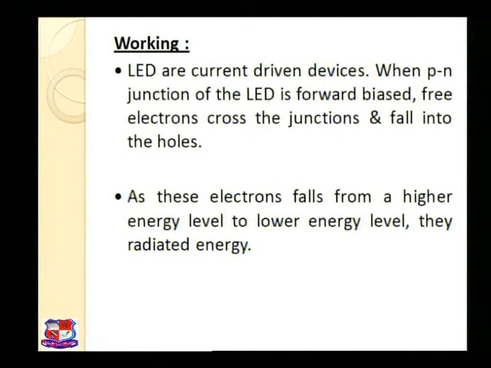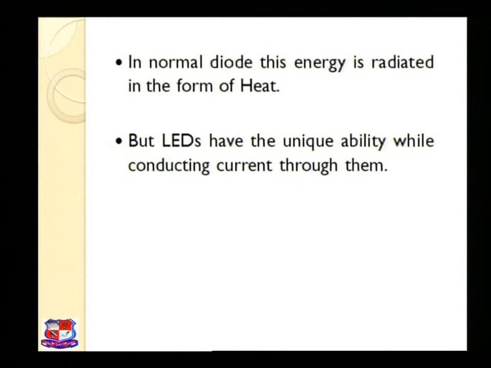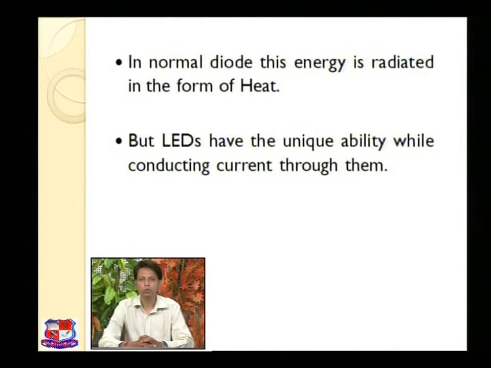When the PN junction of the LED is forward biased, free electrons cross the junction and fall into the holes. As these electrons fall from a higher energy level to a lower energy level, they radiate energy. This means energy is gained by the electron when you apply an electric field, and that electron goes to a higher energy level. When it falls back from the higher energy level to the lower energy level, it radiates energy. My dear friends, this radiated energy is in the form of light in a light emitting diode, whereas in a normal diode this energy is in the form of heat. Let us move towards the next slide. In a normal diode, this radiated energy is in the form of heat, but LEDs have the unique ability while conducting current through them.